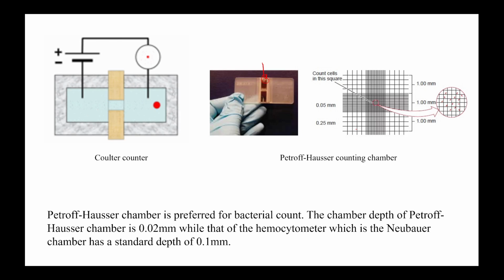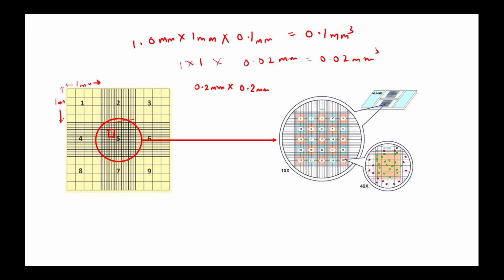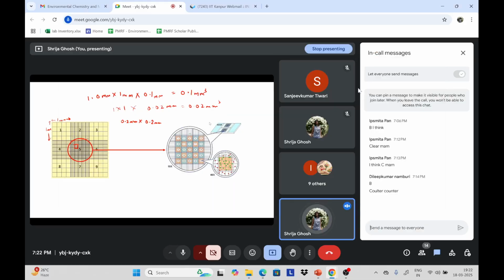Since the bacterial cells are smaller in size, we cannot count them, as there will be many cells in these bigger quadrants. So we choose one small square so that we can count the number of cells in it, and then we take four of these squares, take an average of the number of cells and divide it by the volume. The volume we get from here, so we get the number of cells per ml. That is how we use a Petrov-Hauser chamber or a hemocytometer.